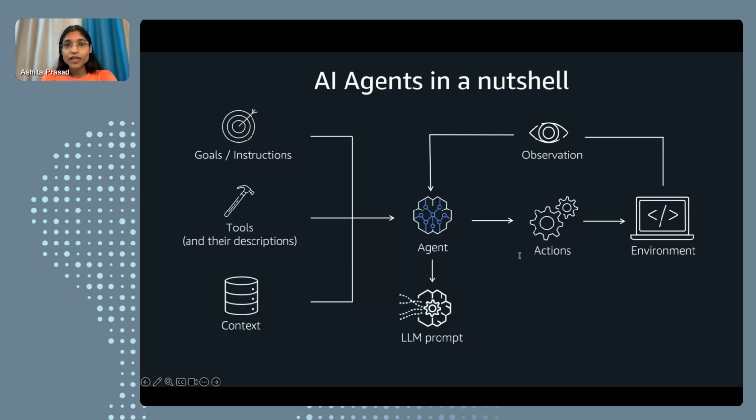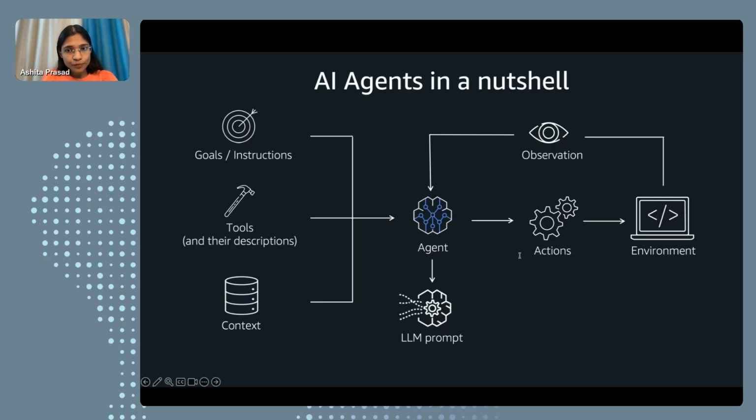The agent is then going to package up the goal, the tools and their descriptions, and the context into a single prompt, and it sends it to the LLM. And what is this prompt? So this prompt is basically saying, here's what I need to do. Here is what I can use. Here is what I know so far. What should I do next?